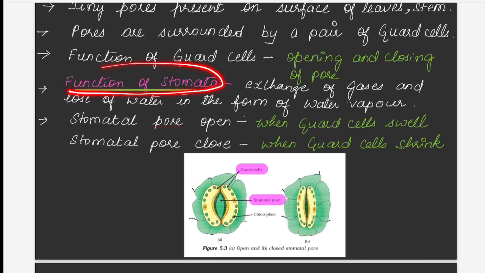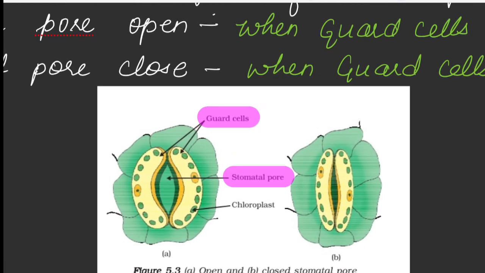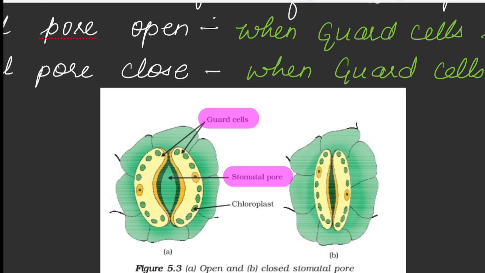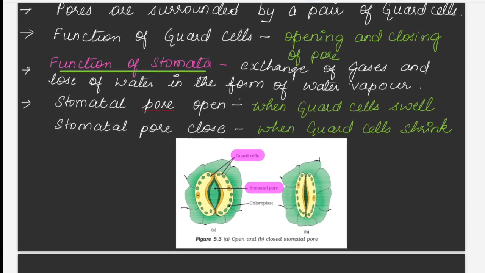Now we will see the function of the stomata. What is the function? Stomata has two main functions. The first main function is exchange of gases. Here gases means it can be carbon dioxide or it can be oxygen. Can you see this pore? Carbon dioxide through this pore will enter into the leaf, or oxygen from here will go outside. So exchange of gases will take place through this pore. That is the first function.